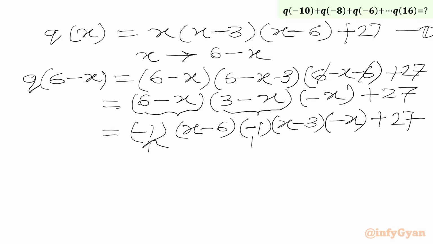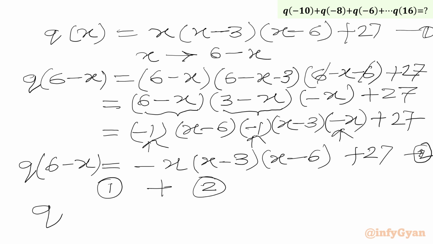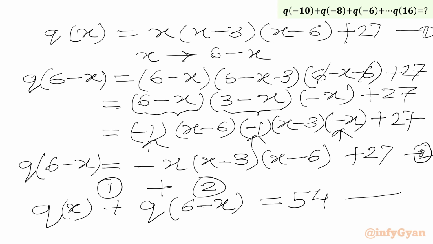Now minus 1 times minus 1 times minus will give us overall minus sign. Then we will write x first and then we will write x minus 3 and then we will write here x minus 6 plus 27. This is the value of q of 6 minus x. Let's say this is our equation number 2. You can see q(x) is having x times x minus 3 times x minus 6. Here we have minus x times x minus 3 times x minus 6. Let's add both the equations. 1 plus 2. We will get q(x) plus q of 6 minus x in the LHS. In RHS we have to add 27 and 27. So we will get 54. Let's say this is our equation number 3.